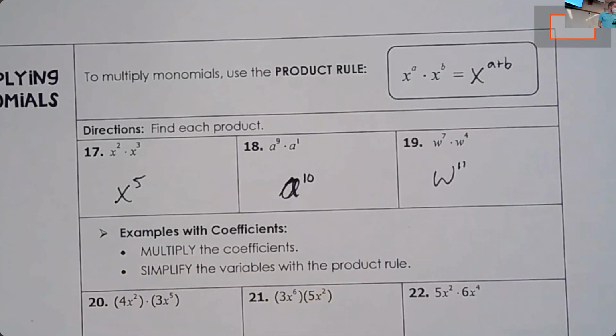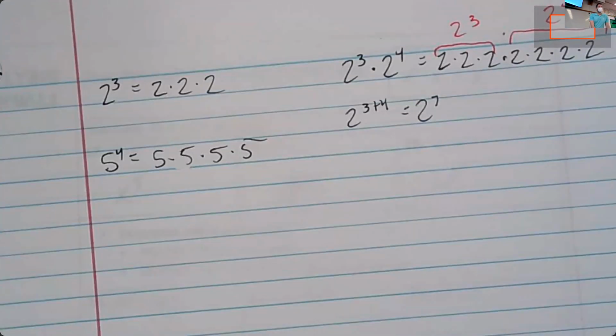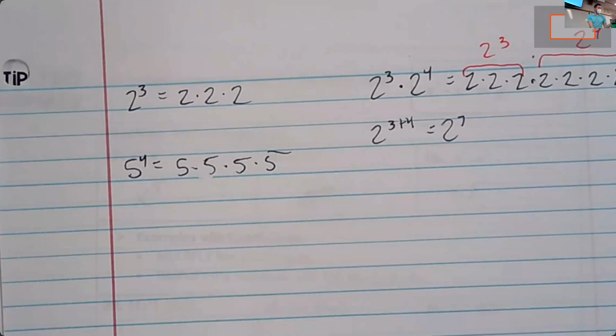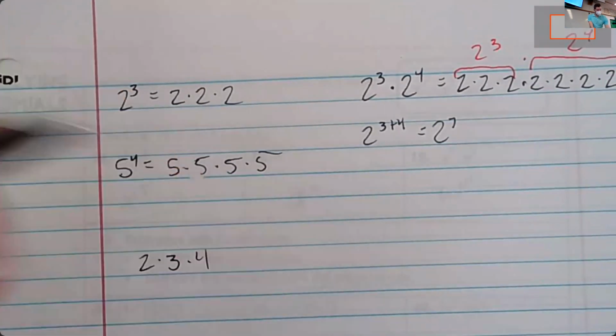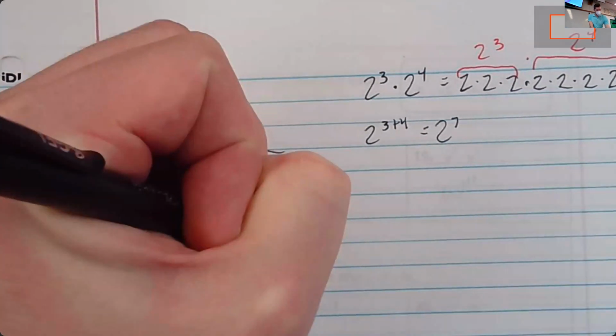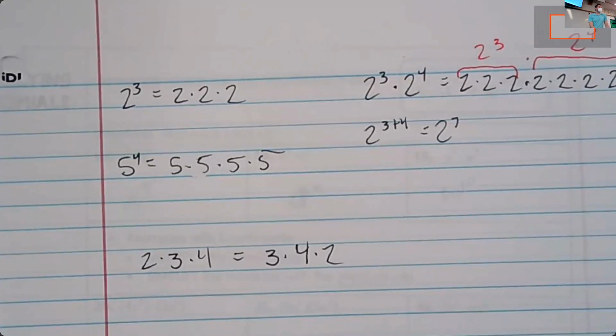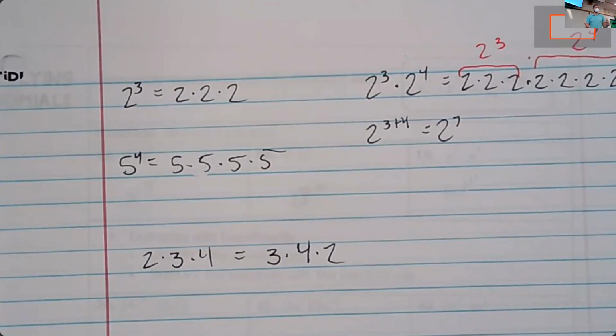So I just want to remind everybody that when you have multiplication, the order of multiplication doesn't matter at all. So if you have 2 times 3 times 4, that's the same as 3 times 4 times 2. It doesn't make a difference. Whatever order you multiply things in, it's going to be the same answer either way.